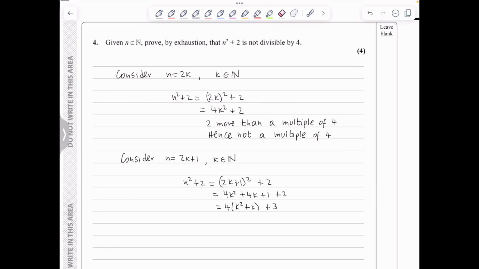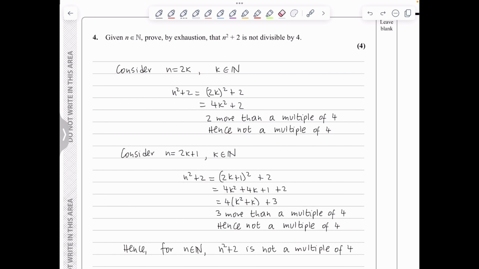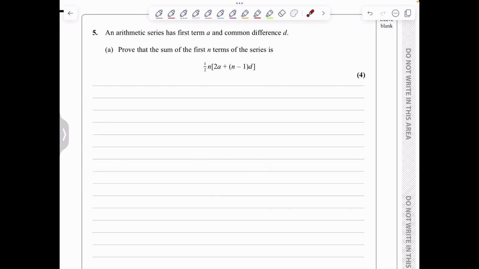This is obviously 3 more than a multiple of 4, therefore it's not a multiple of 4, and therefore we need an overall conclusion that simply says that n squared plus 2 is not a multiple of 4 to complete our proof. Question 5, we've got an arithmetic series, first term a, common difference d.